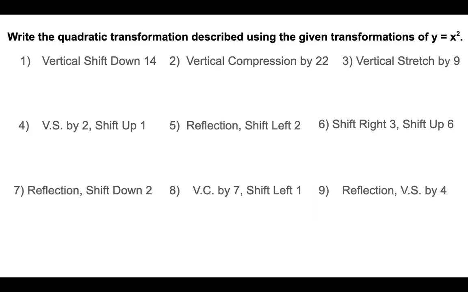To look at some more examples of this, a vertical shift down 14 is going to have a minus 14 on the outside of the x squared. A vertical compression by 22 is going to have a fraction out in front, 1/22 x squared. A vertical stretch by 9 is going to have a 9 on the outside, 9x squared. VS is vertical stretch by 2, which is going to have the 2 on the outside, and the up 1 is going to have the plus 1 on the outside as well. We have 2x squared plus 1. Notice everything's on the outside.